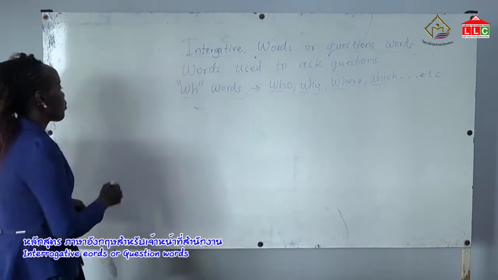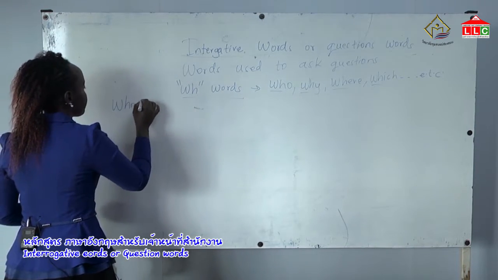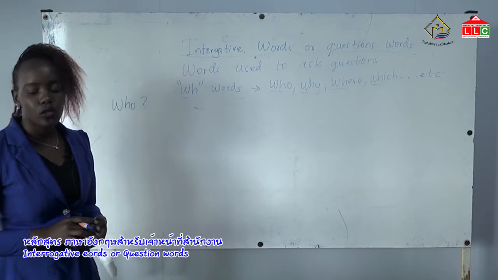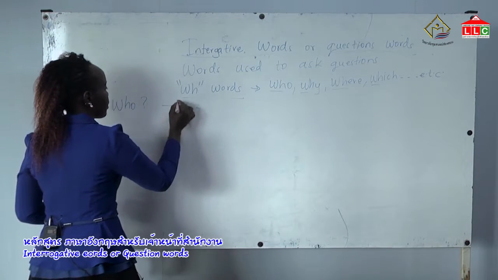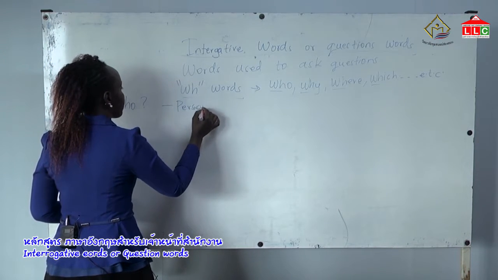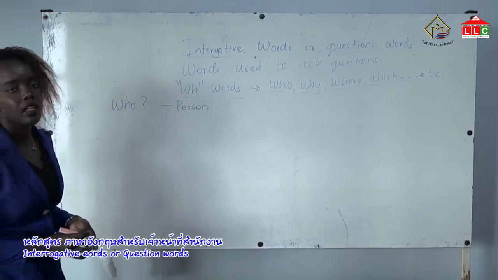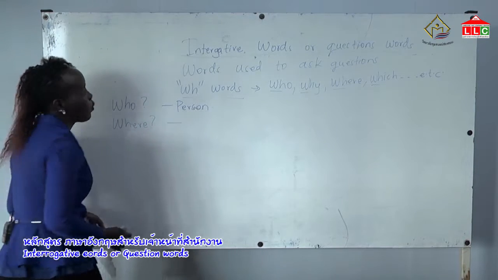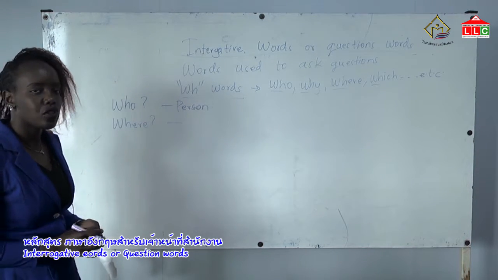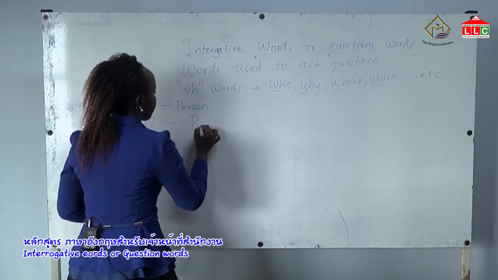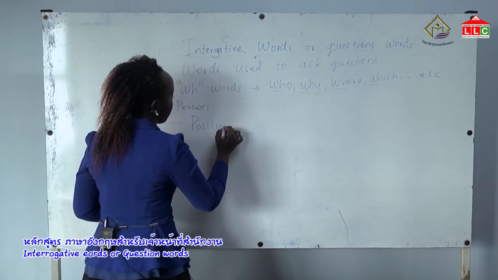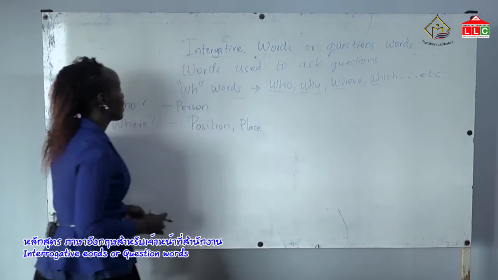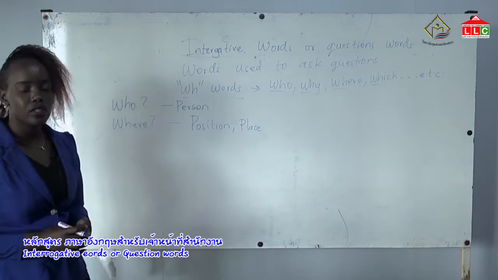So let's start with the question who. Who is asked when you want to ask about a person. And then we have the question where. Where is when you want to ask about a position or place. Where is when you want to ask about a position or place.